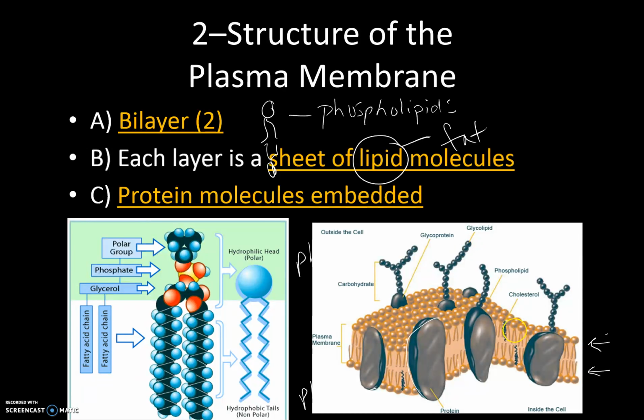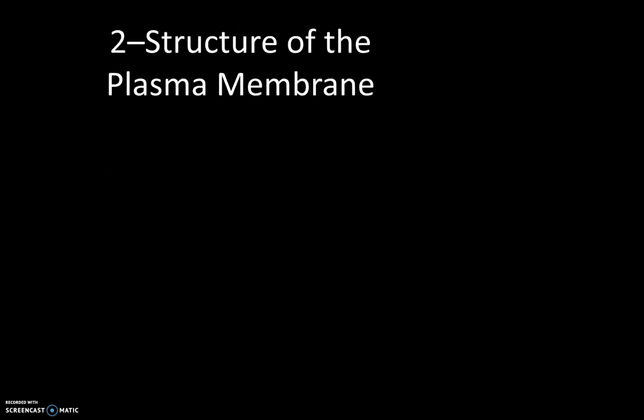Now, another thing that you can see in this example, which I do like, is that there are some cholesterols on each side of that lipid bilayer. And cholesterol is just another type of fat, and usually it gets a bad rap, but it is good to have, it's necessary actually, to have some cholesterols in your plasma membrane.